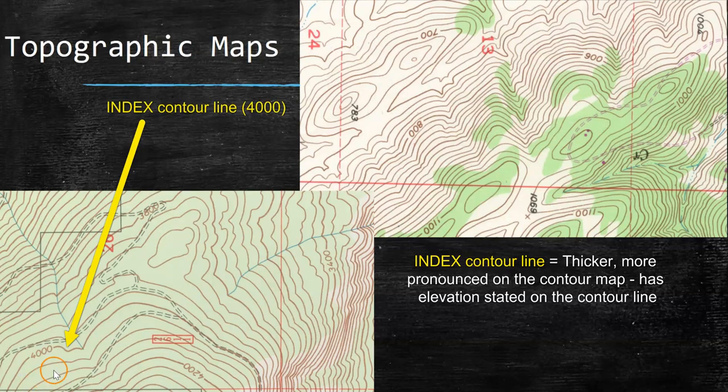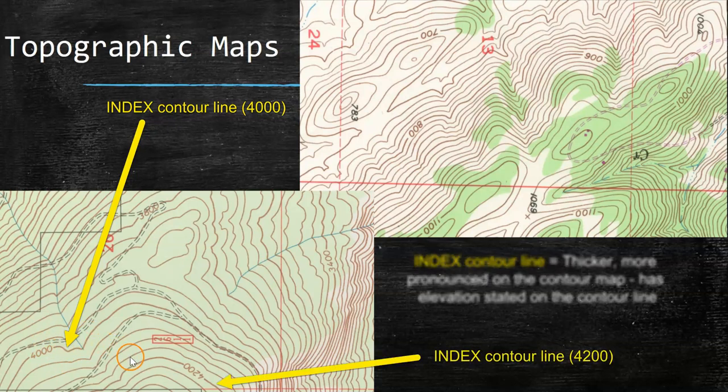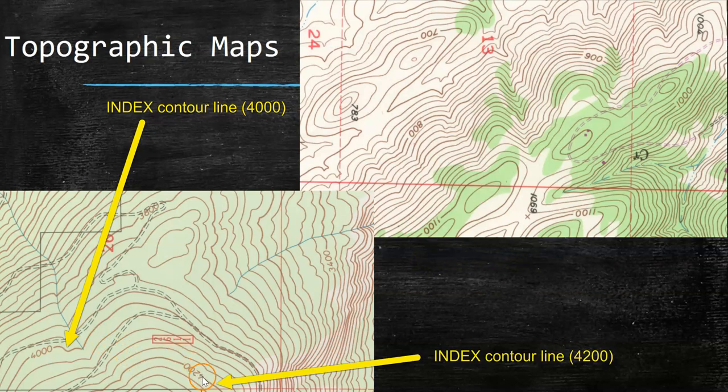So we can use this. Let's say you're standing here at elevation 4000. 1 contour line, 2 contour lines, 3, 4, and then 5. And again, you have this 4,200. So you have this difference of 4,000 to 4,200.